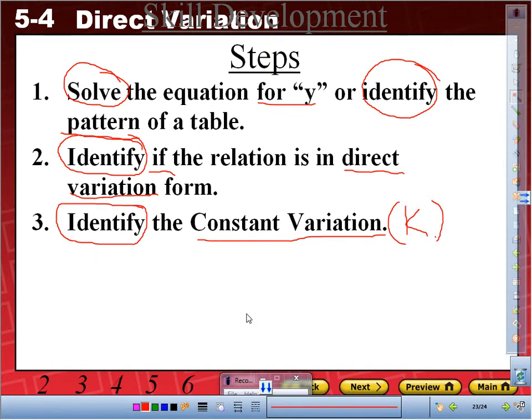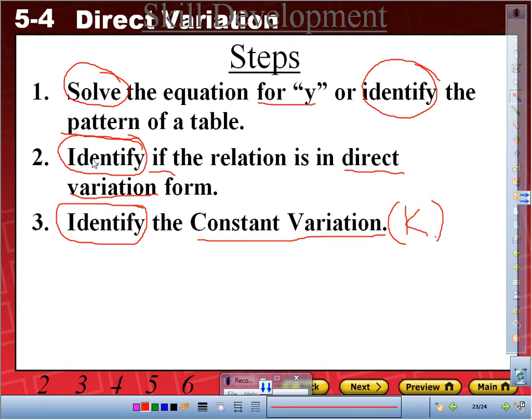So 3 basic steps. Step 1, solve for y and identify the pattern.